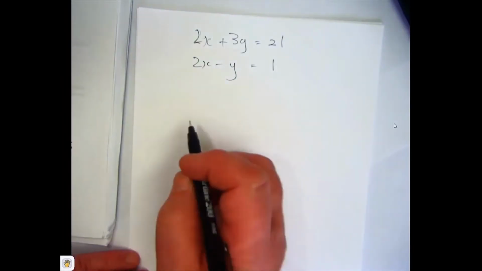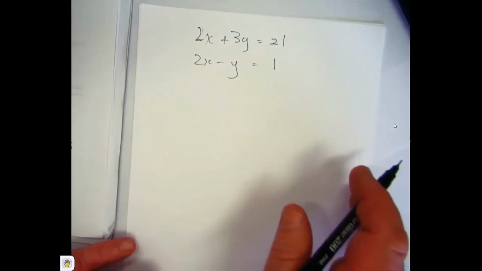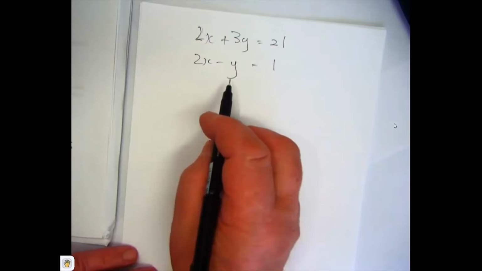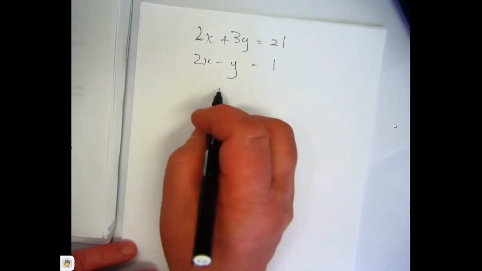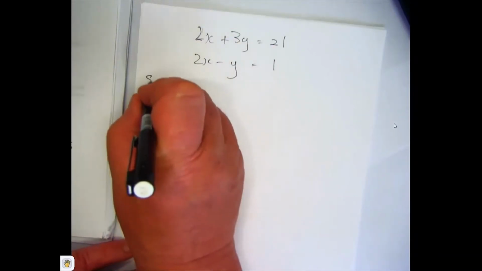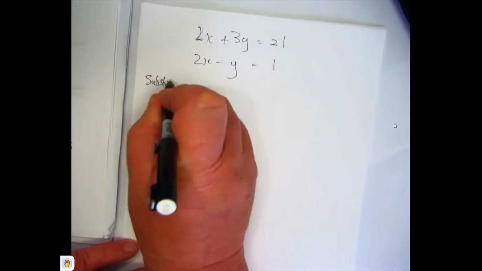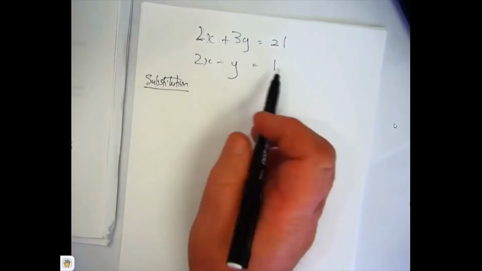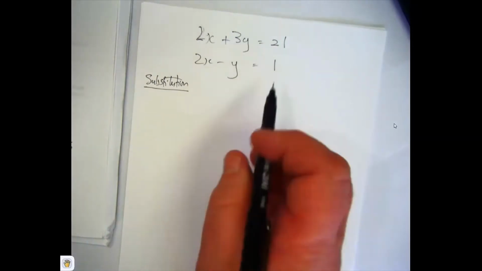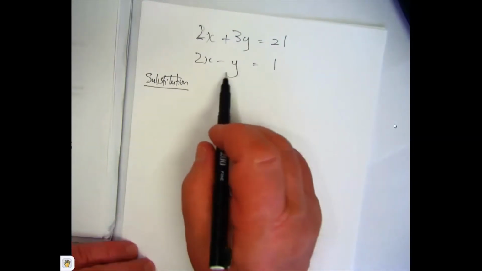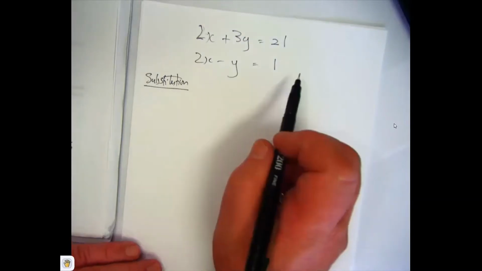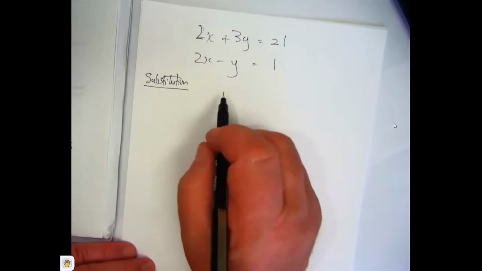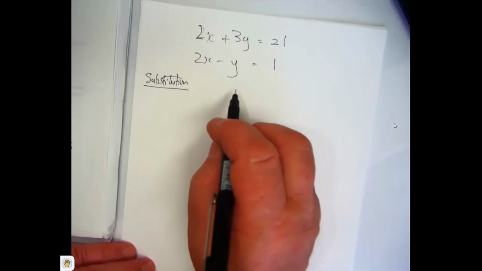Now, in this particular case, if we are substituting, then what we can do, let's put this down, substitution. We'll show this method. What we're trying to do is rearrange one of these to give us the term with one letter on one side and the other letter on the other, and then put it back into the other equation. Okay, if that makes sense, hopefully it does.